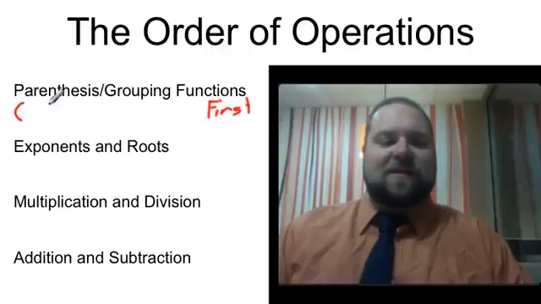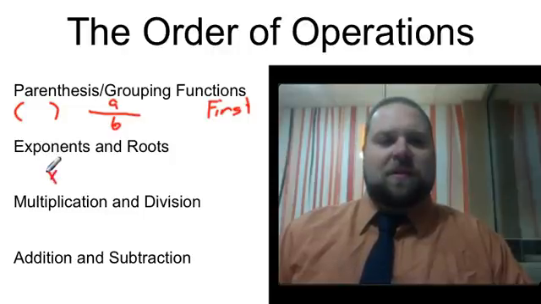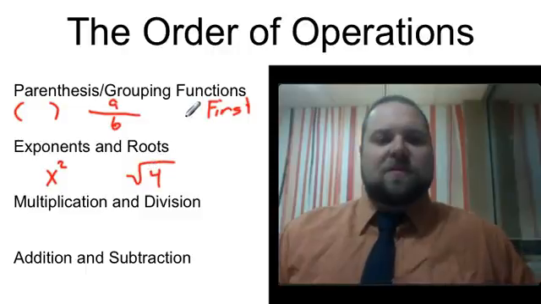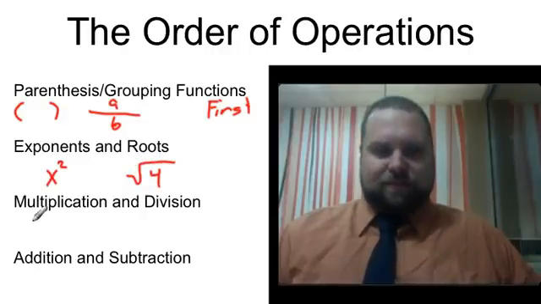So parentheses obviously are things that look like this. And grouping functions, that would be things like fractions in particular. So if I've got some value over top of another value, that would be a fraction and is considered a grouping function. Next up, we would do exponents and roots. So exponents, remember, are those superscript values written like that. Roots look something like that. If you see either of those, we do those second. Now, for our particular lessons, we're not going to see a whole lot of those, but I want you to know where they fall in this.